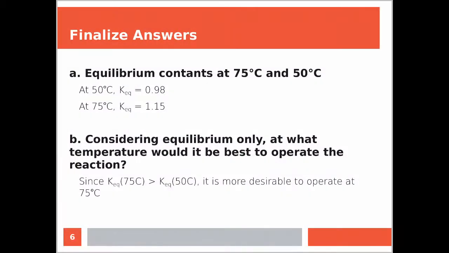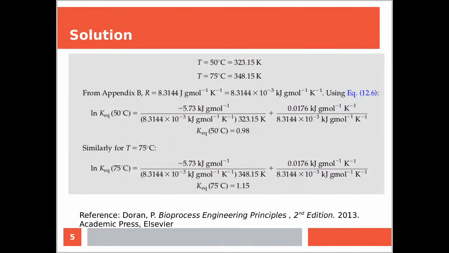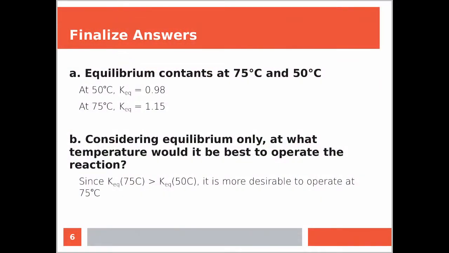So finalizing our answer. Since we are asked directly what the equilibrium constants are, the equilibrium constant at 50 degrees Celsius is 0.98, and at 75 degrees Celsius it's 1.15. So what are the units? If we look at our equation, all the units cancel out, so this is basically unitless.